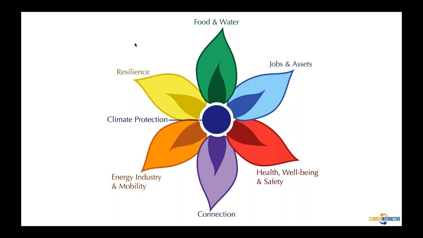The benefits that we saw as we started to do research on these types of projects seemed to group themselves into these six different categories. So those are food and water: projects that would protect the climate at the center of this picture, but also had some ability to increase the quality of food and water or people's access to good food and clean water.